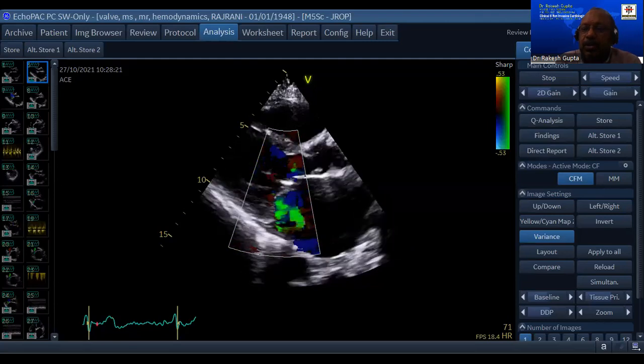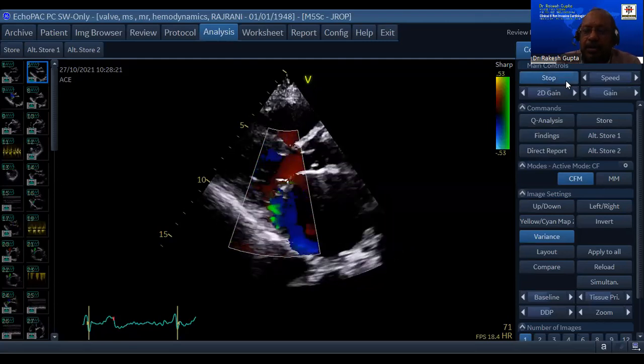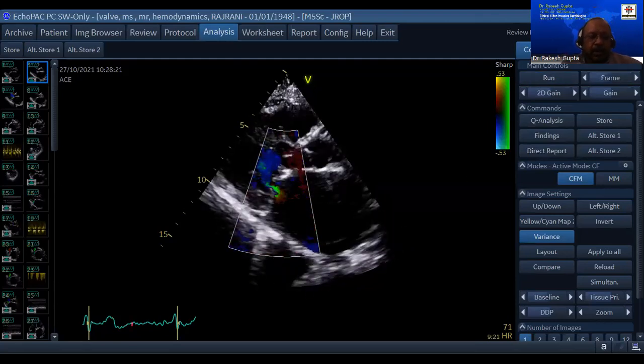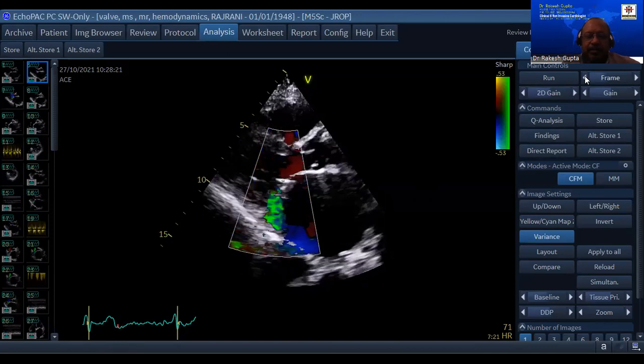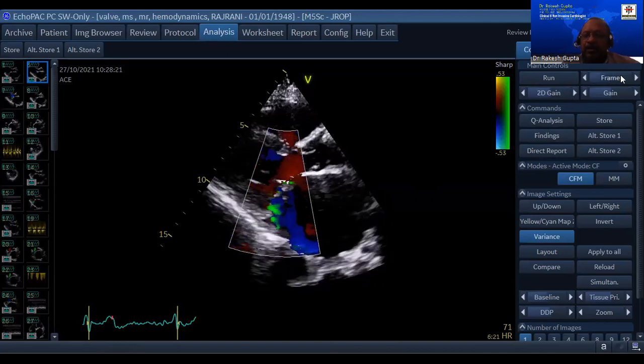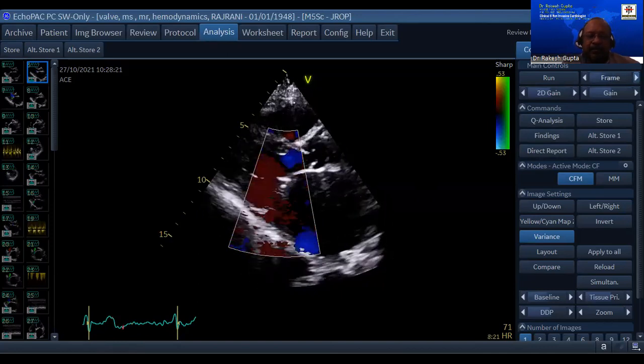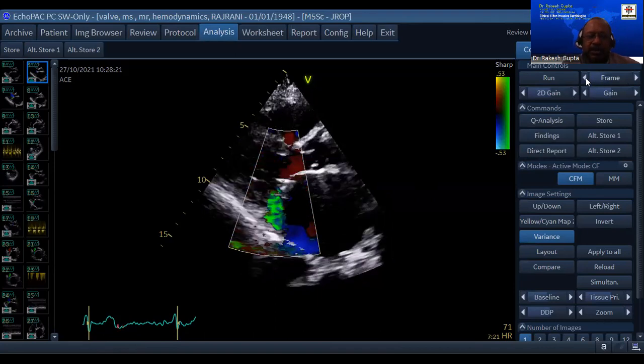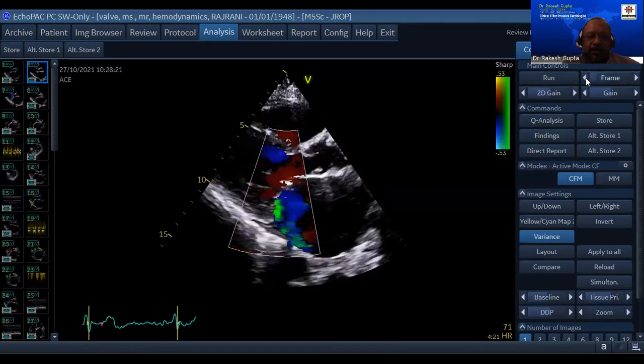Let me hold on this clip for you. Stop. Now concentrate on this. This is end of systole. Sorry, I'm going to go to mid systole, wherever I'm going to get the best jet for MR.